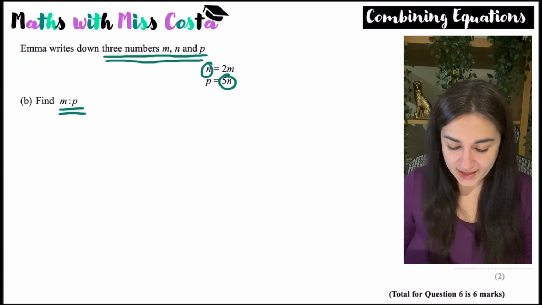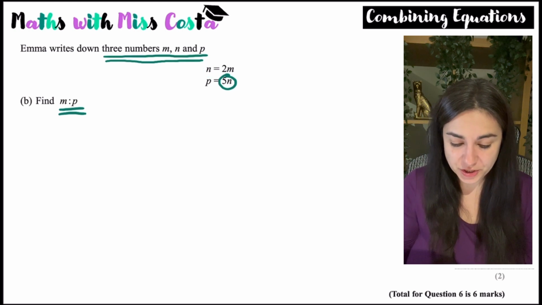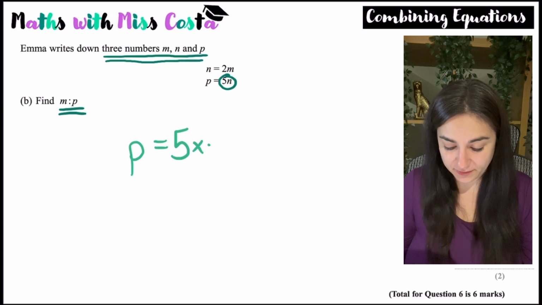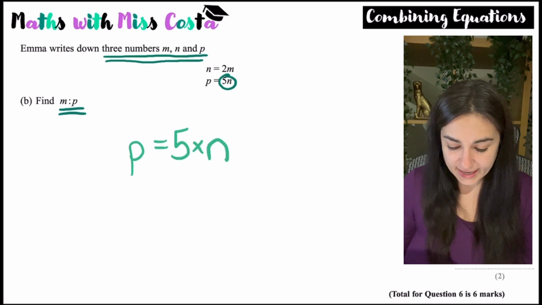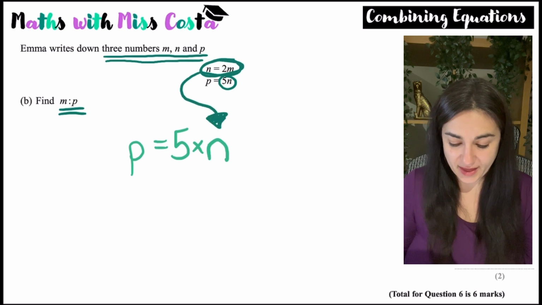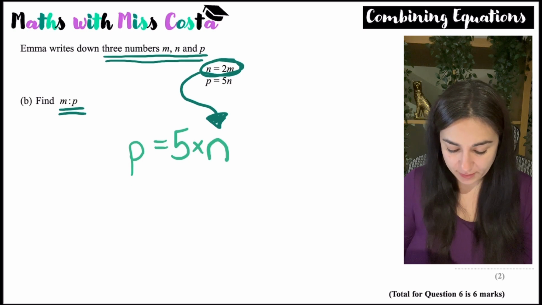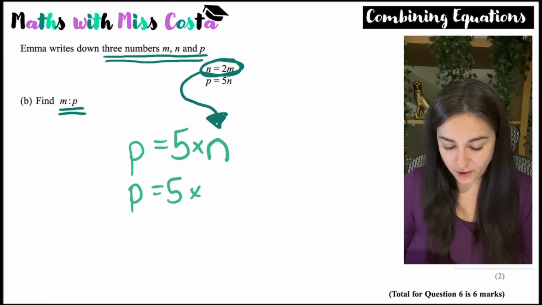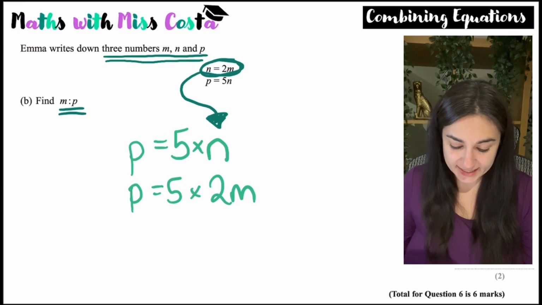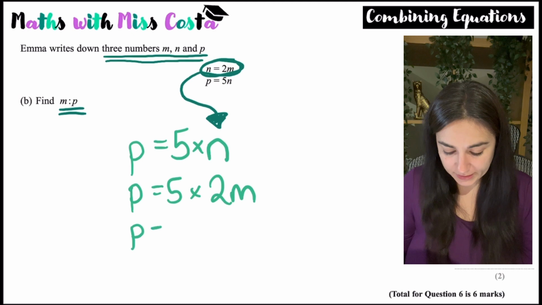So I know that n is equivalent to 2m. So if I had the equation P equals 5n, what does 5n actually mean? It means 5 times by n. And I know that n is equivalent to 2m. So what I can do is substitute that into the equation. So I'm left with P equals 5 times by 2m. And now I've got rid of the n variable, and I'm just left with m and p. So I know that P is equal to 10m.